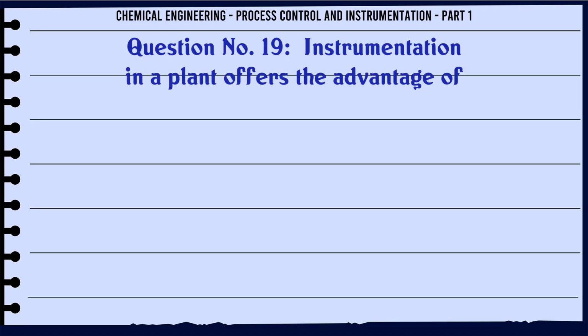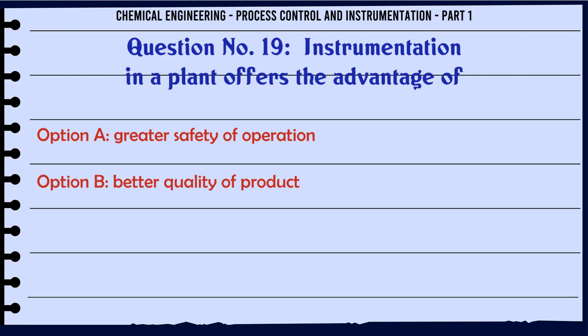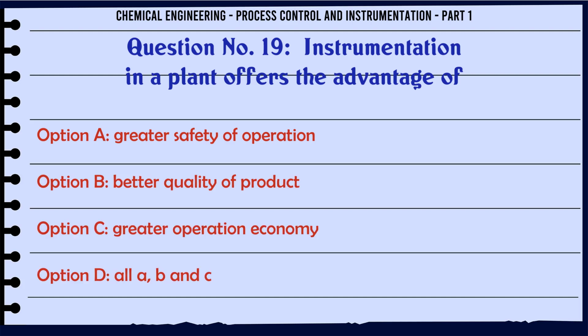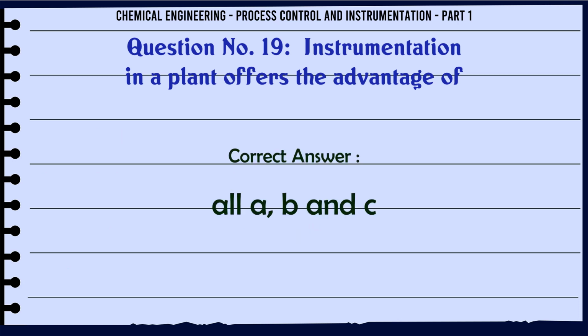Instrumentation in a plant offers the advantage of A. Greater safety of operation, B. Better quality of product, C. Greater operation economy, D. All A, B, and C. The correct answer is all A, B, and C.